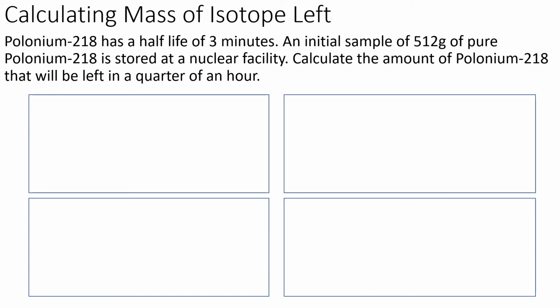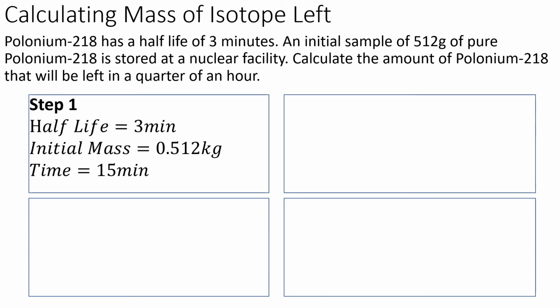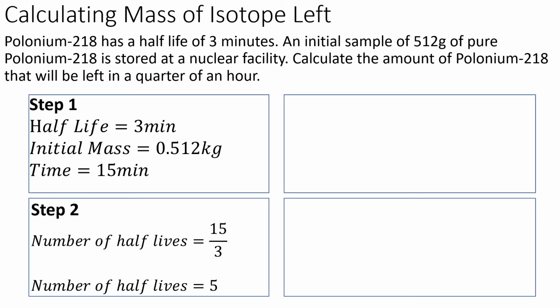So let's write down what we know. First of all, half-life is 3 minutes. Second of all, the mass is 0.512 kilograms. And finally, the time that it took, quarter of an hour, is 15 minutes. So our next step is to find out the number of half-lives that have passed. In this case, we've got 15 minutes divided by how long it takes for a half-life, which is 3 minutes. That gives us 5 half-lives.